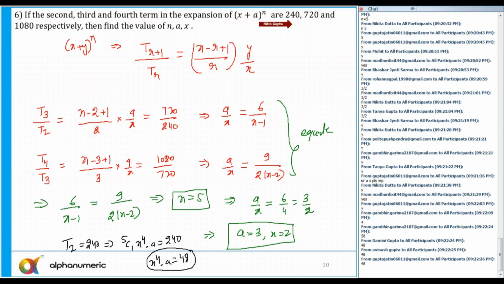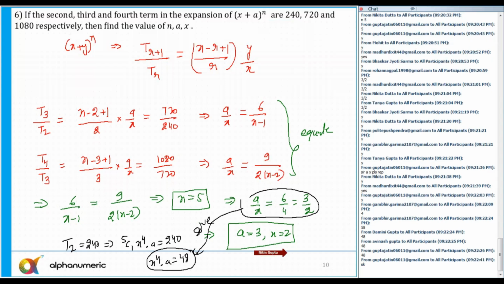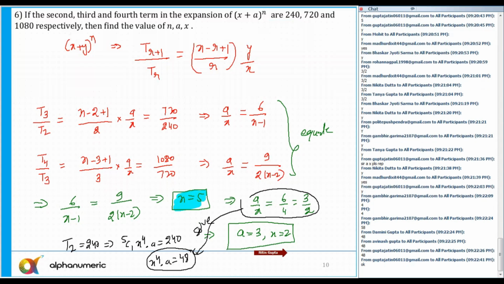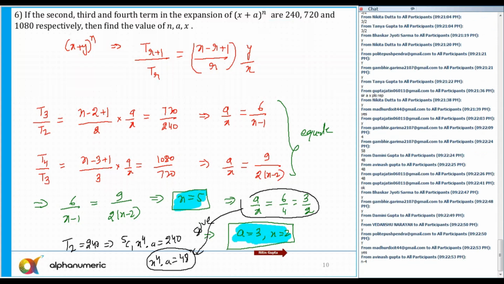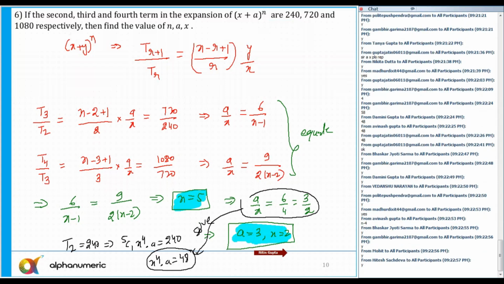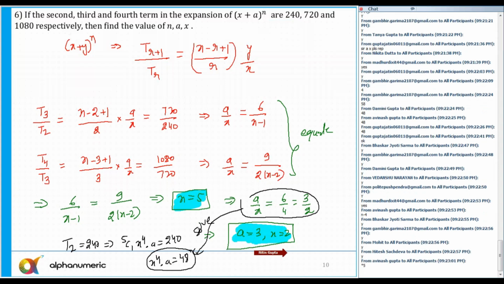And we also know that a by x is equal to 3 by 2. So solve these two equations. You can substitute that a is equal to 3 by 2 x. So substitute this, you'll get a equal to 3 and x equal to 2. So this is the answer. Is that clear to all of you? Please respond. Can I move to the next question now? N is 5, not 4, Avinash. N is 5.